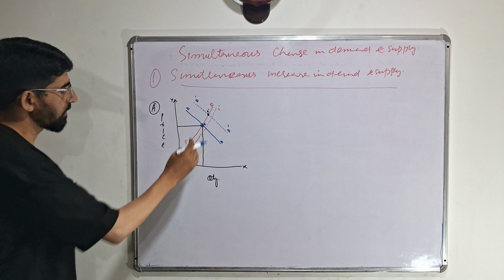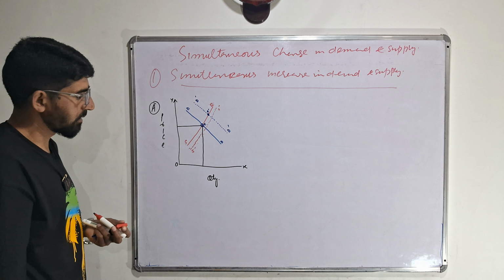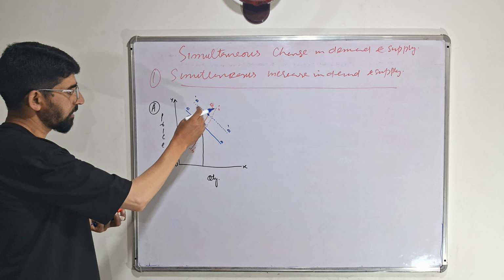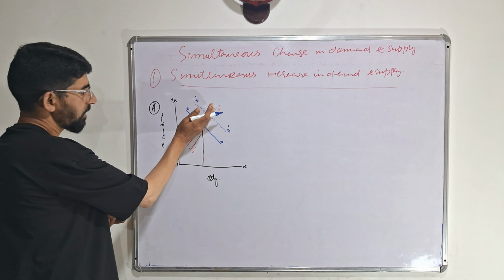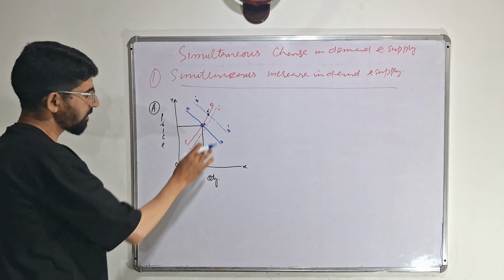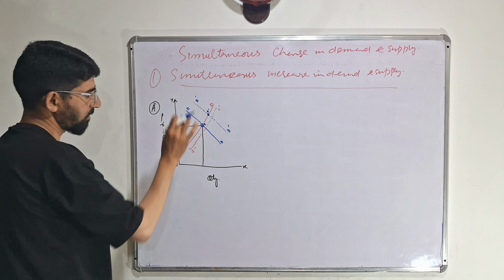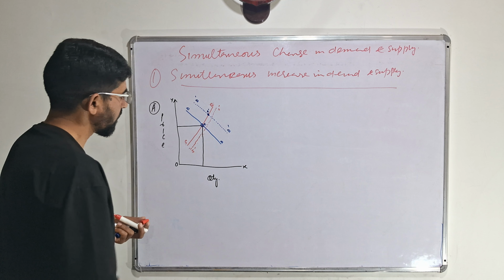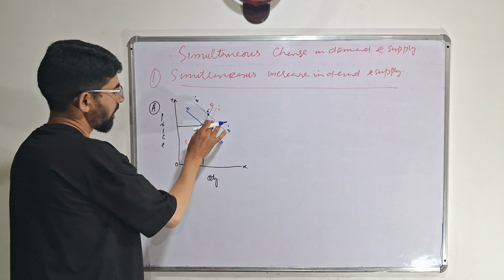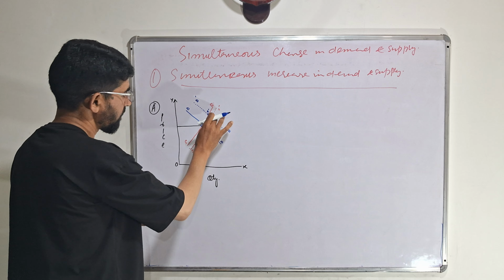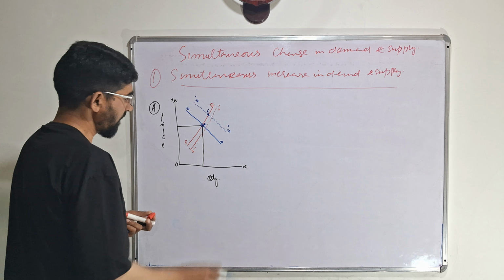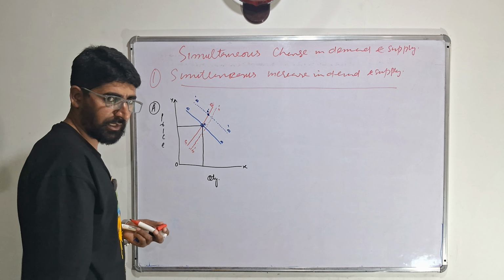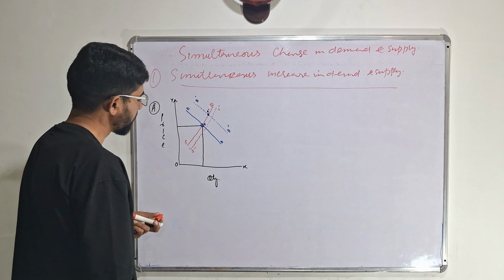What will happen when the demand curve increases? The demand curve shifts rightwards. Similarly, supply also changes. Here is the first equilibrium. Here is the second equilibrium. Demand and supply meet at this point, and the simultaneous equilibrium points come into existence.